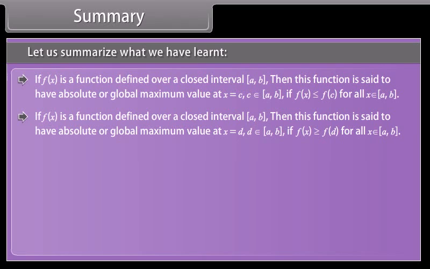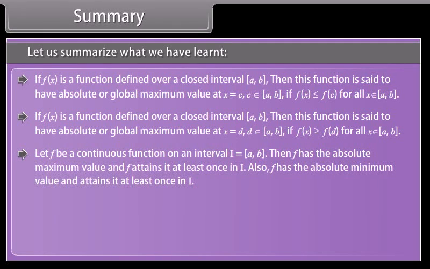If f(x) is a function defined over a closed interval [a, b], then this function is said to have an absolute minimum at x = d, d belonging to [a, b], if f(x) ≥ f(d) for all x belonging to [a, b].